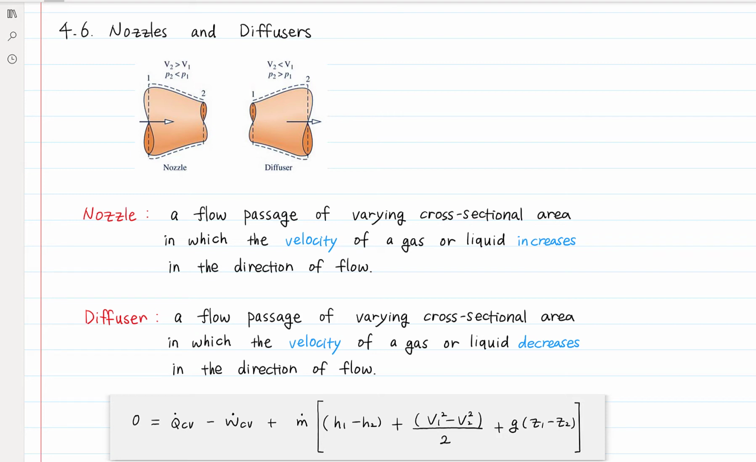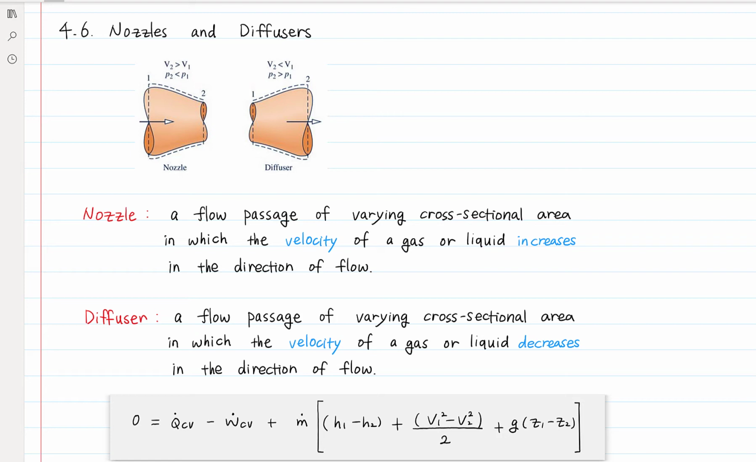The steady flow devices mean that any thermodynamic property will have a fixed value at the given locations and will not change with time. A steady flow device includes nozzle, diffuser, turbine, compressor, pump, heat exchanger, and throttling device. Now we will study all these steady flow devices.